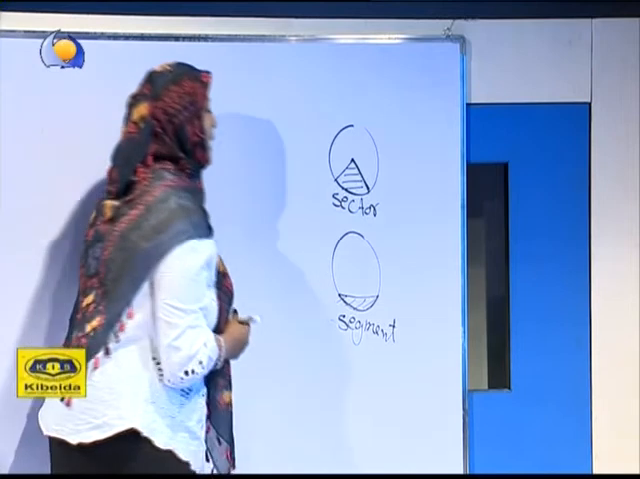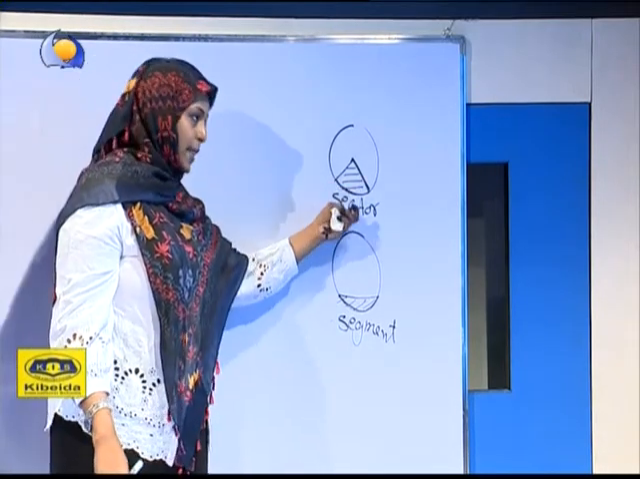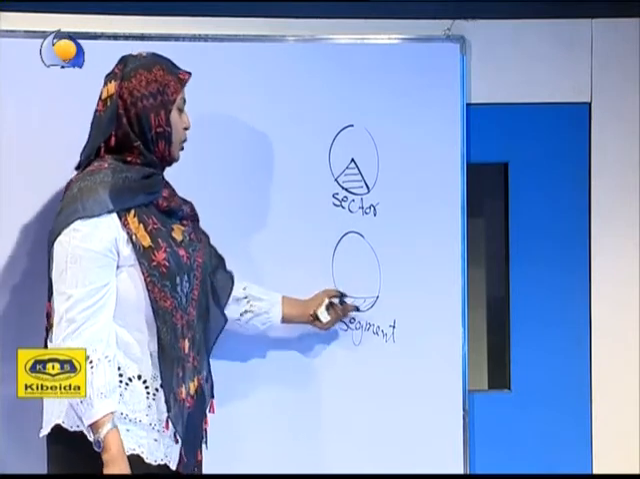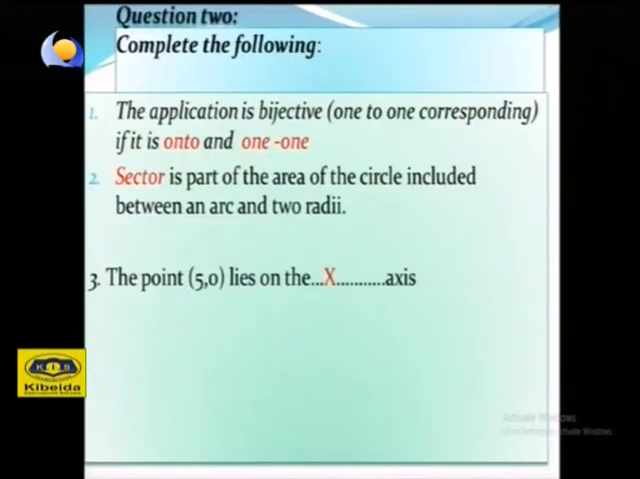So if he said that the part of the area of the circle is included between an arc and 2 radii, then it's a sector. And if he said that the part of the area of the circle is included between an arc and a chord, then it's a segment. So here it is the sector.